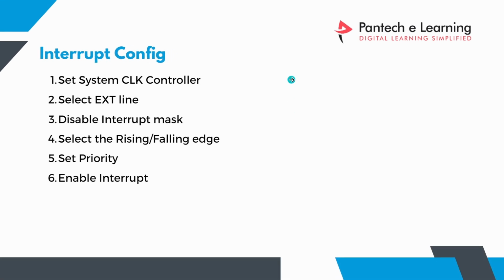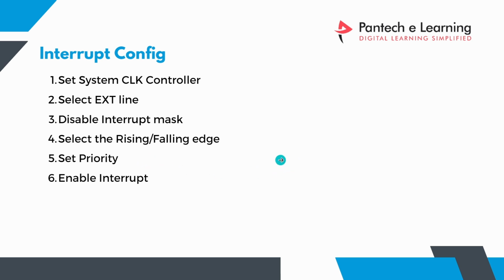Okay, what is the next thing we are going to do? We are going to create an interrupt config function. In this, we are going to enable the system clock control, and we are going to select the external line, which is the external interrupt line, and we are going to disable the interrupt mask. We have to select whether we are going to read the rising edge or falling edge, and we are going to set the priority, and finally we are going to enable these interrupts.